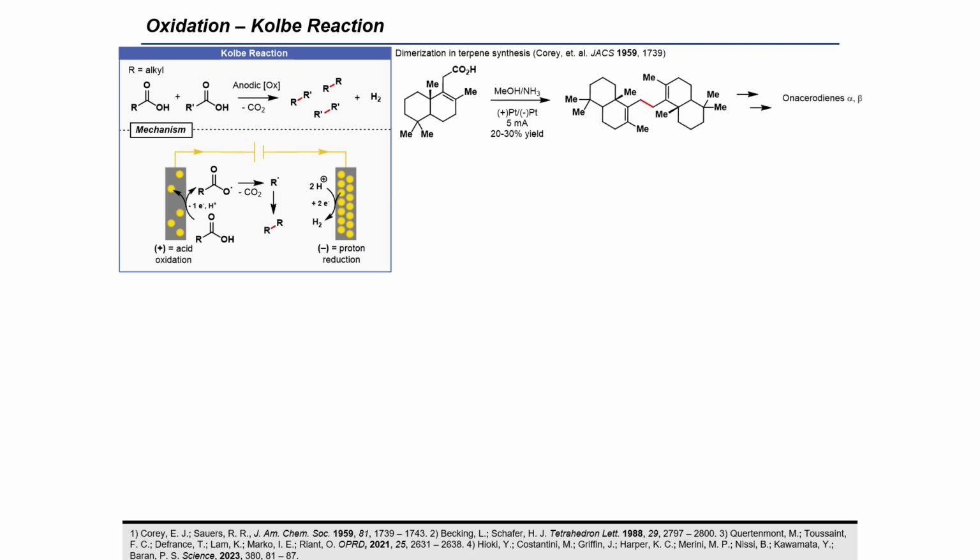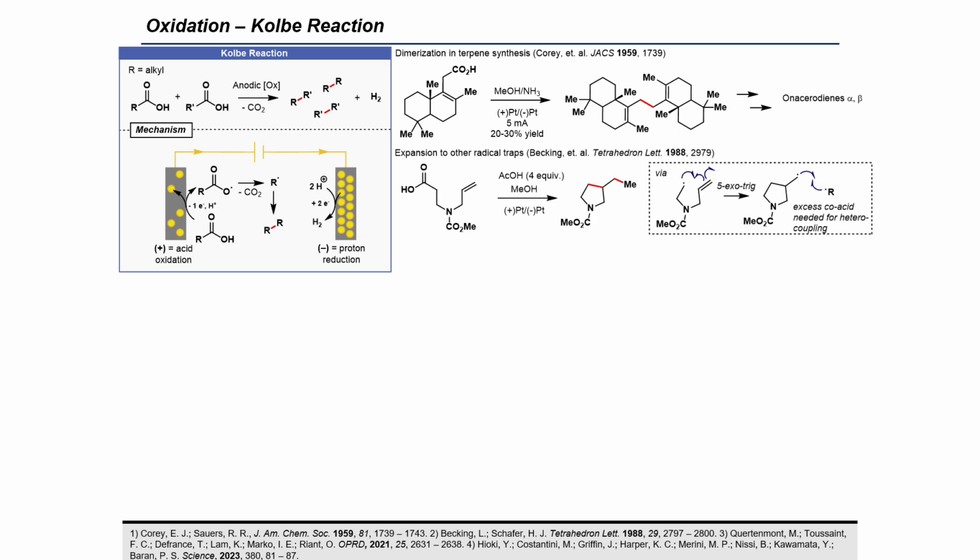In fact, E.J. Corey and his lab leveraged this tactic in the synthesis of onoceradiones alpha and beta, thus representing one of the early examples of electrochemistry in total synthesis. Dimerization is not the only terminating event that can be leveraged here.